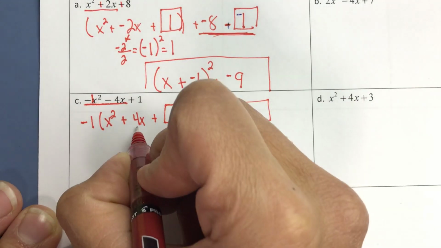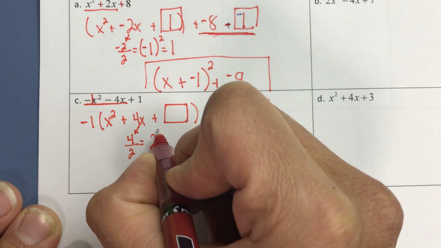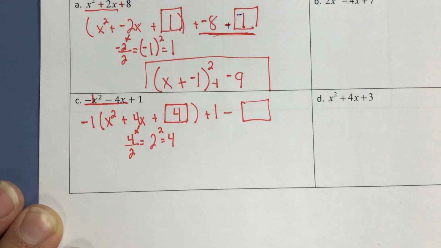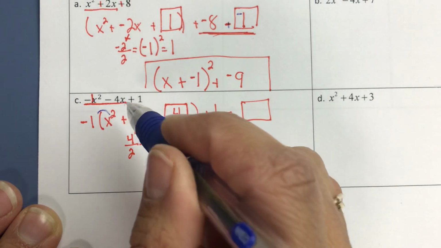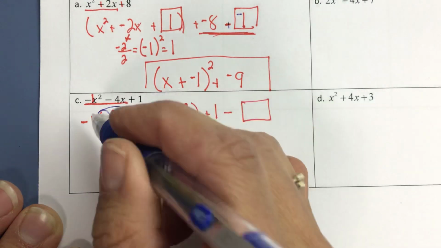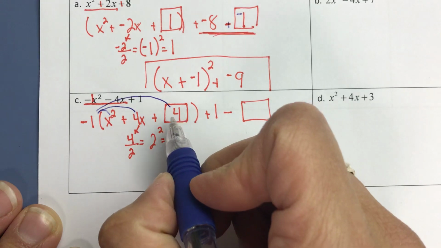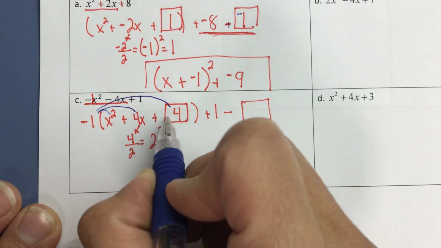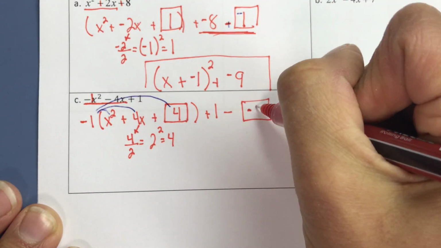And now I'm going to start the process. I'm going to take 4, cut it in half, and that's 2. And then when I square 2, I get 4. So I'm writing 4 down, but as it turns out, where this is really worth -x squared, and this is really worth 4x, what I wrote down is really worth 4. So I'm sorry, it's really worth -4, even though I wrote 4 down. So I'm really adding -4, which means over here I'm going to subtract -4.